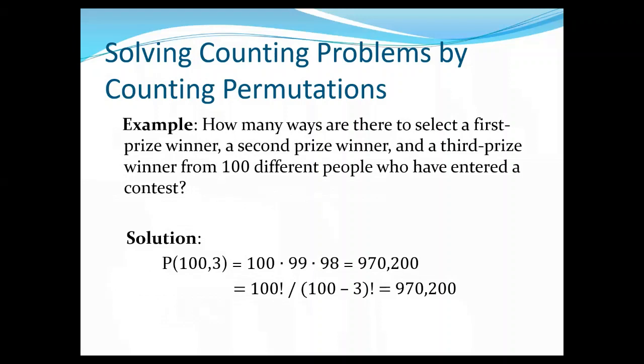Multiplying this, we have 970,200. Or using the corollary formula, the population is 100. So 100 factorial divided by the population minus the number of elements that we are going to organize. We have 3, so we subtract 3 from 100. It means 100 factorial divided by 97 factorial, and it will yield the same result as theorem number 1.